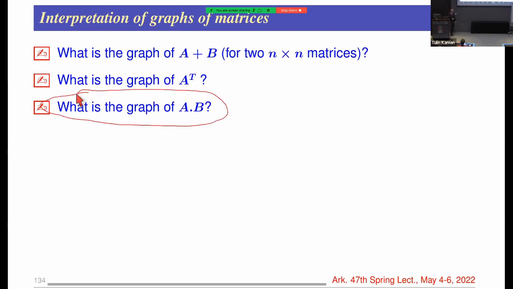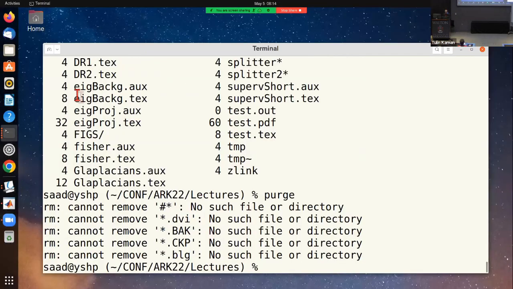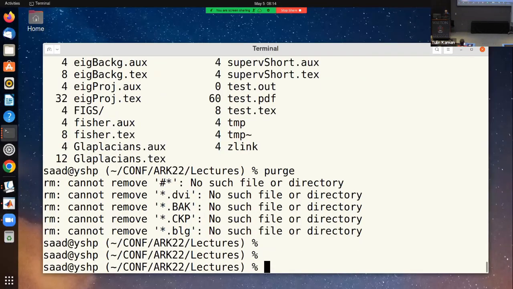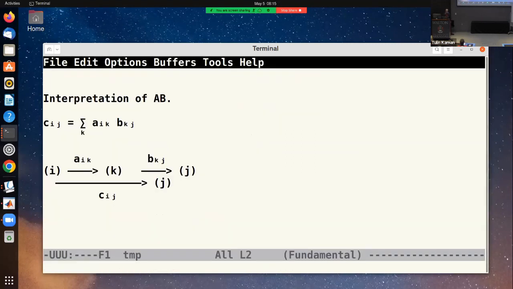This one requires a little bit of thinking. What's the graph of AB, A times B? We are interested in looking at that because we're going to take a look at graphs and path lengths, so powers of matrices and path lengths. This will help explain this a little bit. I'm going to explain this with something called TMP, which I prepared here. So this is about AB.